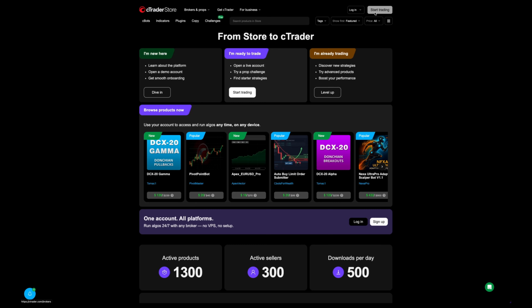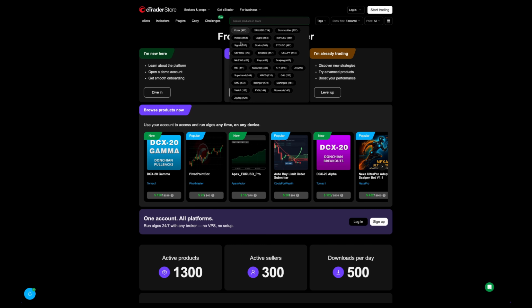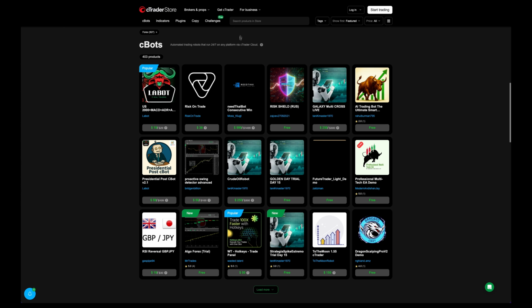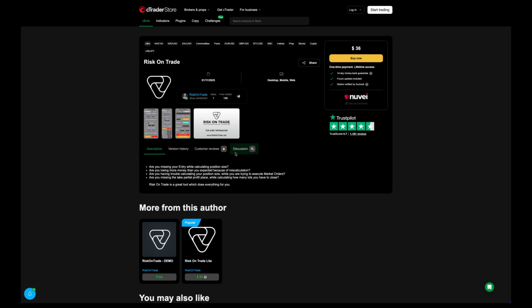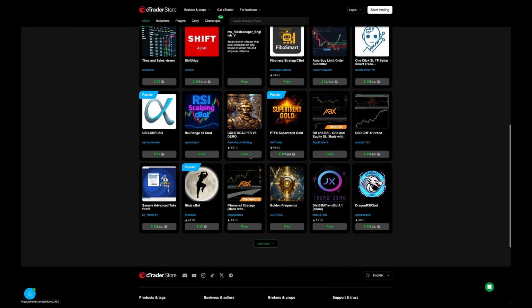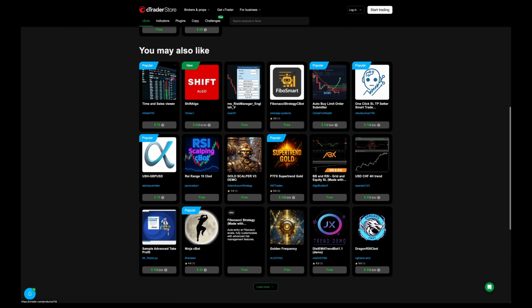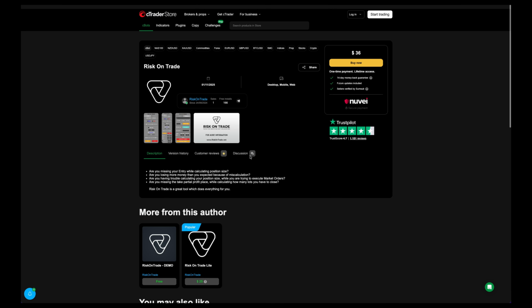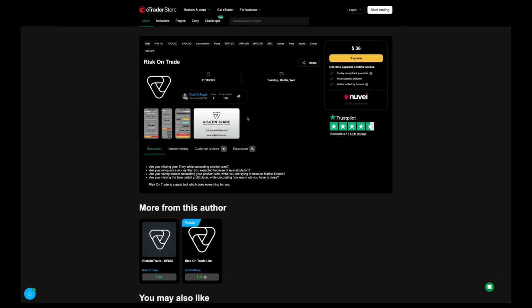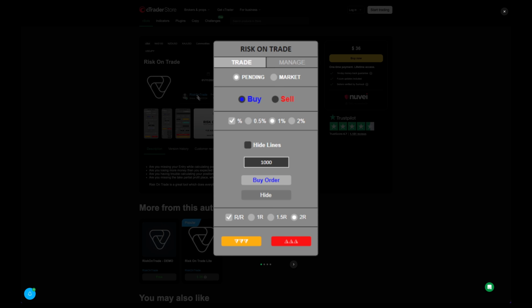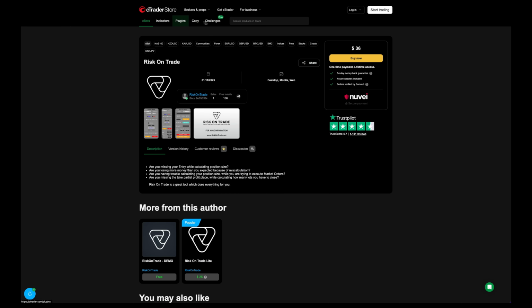a new account. You can click on start trading. Now here, as you can see, they have a lot of markets from forex to stocks, so you just have to simply click on it and then you're gonna have to choose what you want to buy to start trading. Now this isn't a platform like TradingView. It's more based on community, and as you can see, you have risk on trade and you're gonna have to buy these tools and start trading.